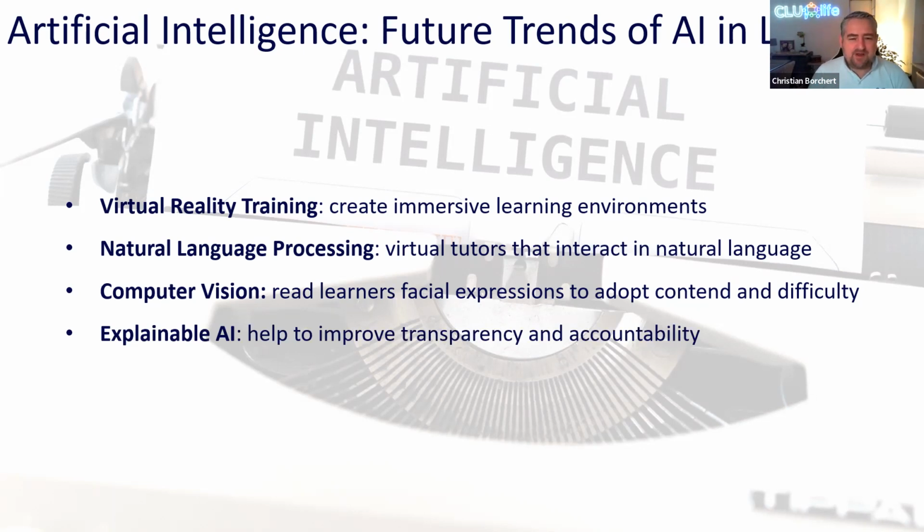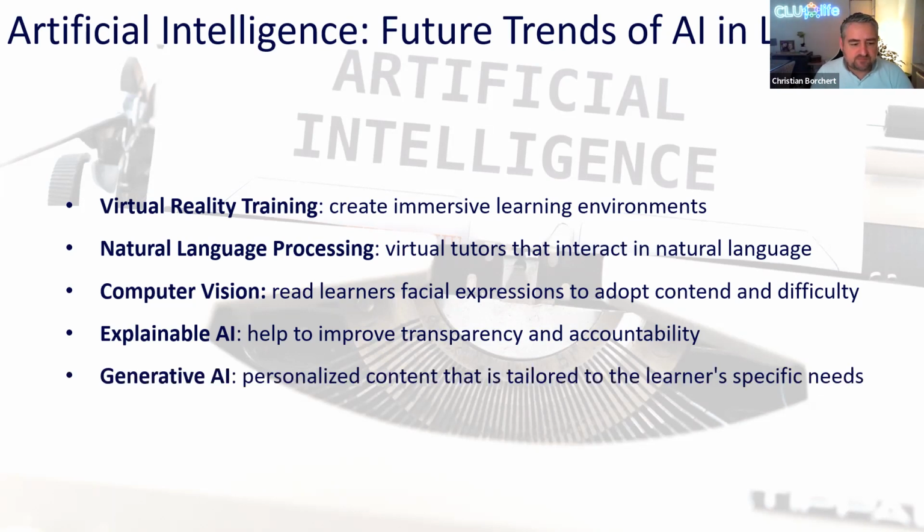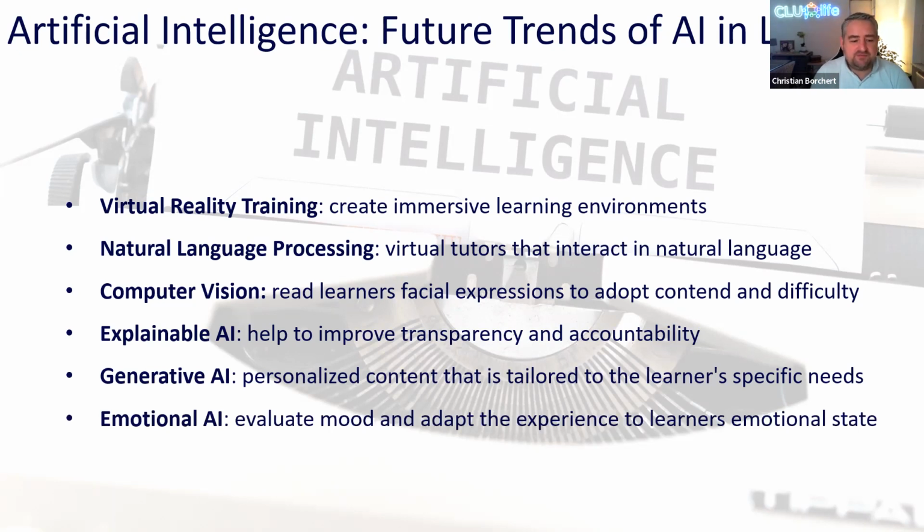Another trend that is coming up, still very hidden deep down, but we see more and more, is explainable AI that helps to improve the transparency and accountability. This explainable AI, or XAI, will explain how it comes up with solutions and where it gets the information from, and why it comes to the conclusion that it came to. Generative AI, definitely a strong part, where it's about personalized content that is tailored to the learner's specific needs. And then another interesting field, which is a little bit connected to this computer vision part, is emotional AI, where we try to evaluate the mood of a learner and then adapt the experiences to the learner's emotional state.